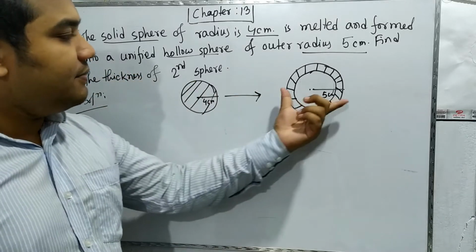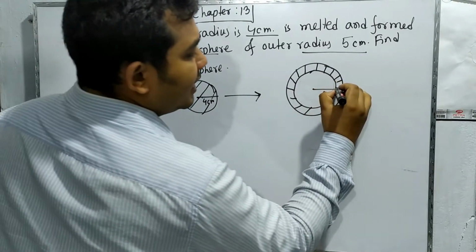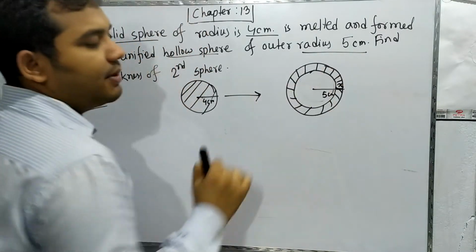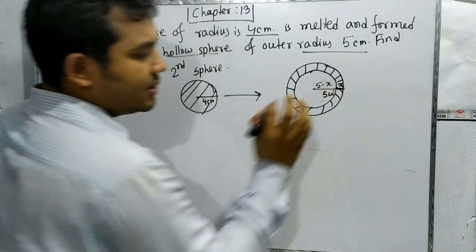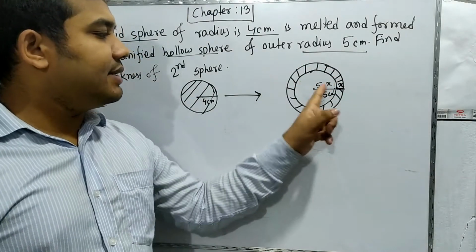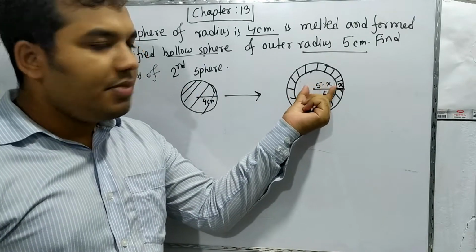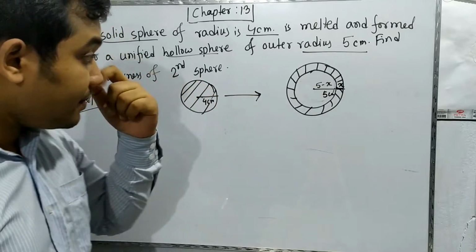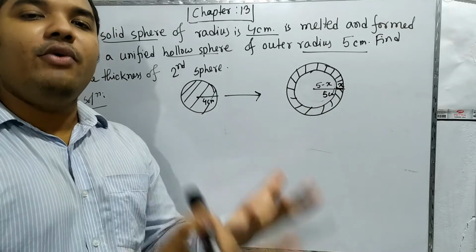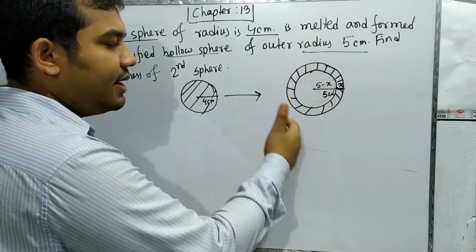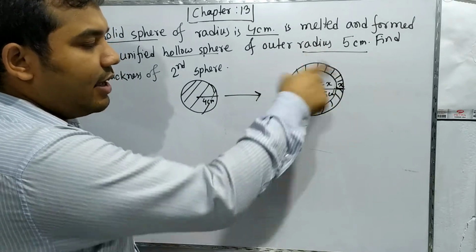Okay, so if the total radius is 5, let us assume that the thickness of this part is x. If it is x, then our inner part will be 5 minus x, isn't it? So our total radius is 5 centimeter, our thickness is x, so the radius of the empty part will be 5 minus x. And we need to find the thickness, that is we have to find x. How can we find it? If we subtract the full part minus the empty part, then we will get the solid part.